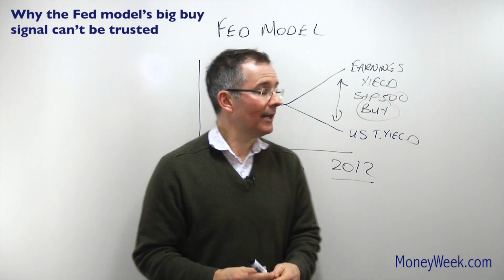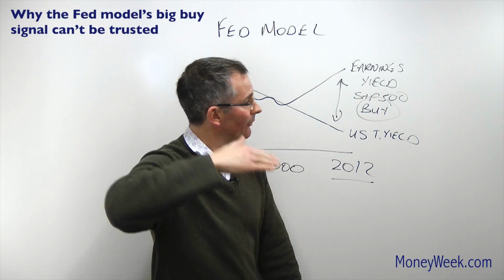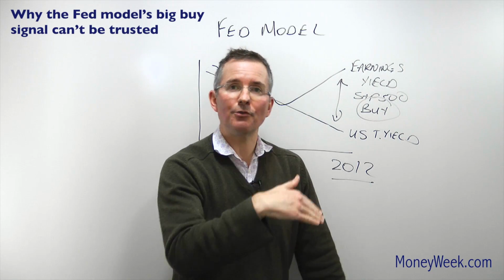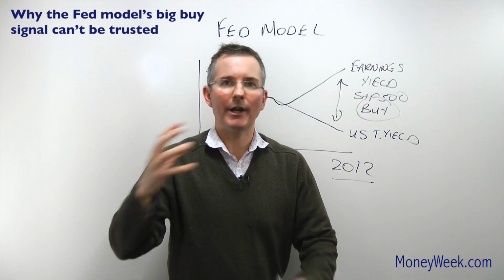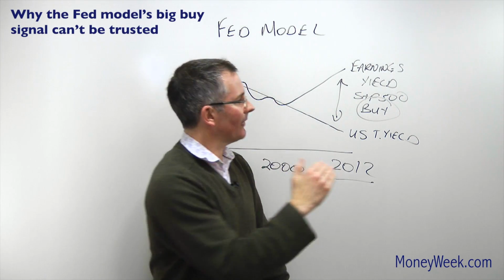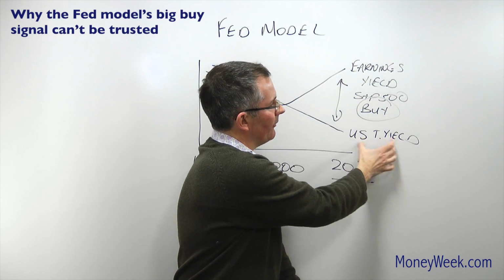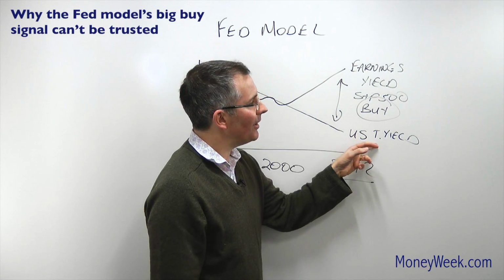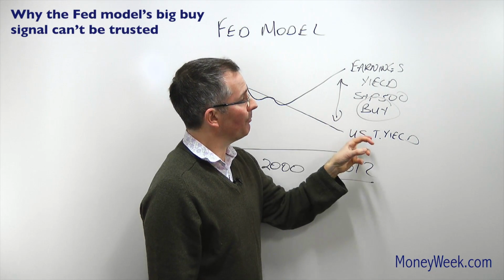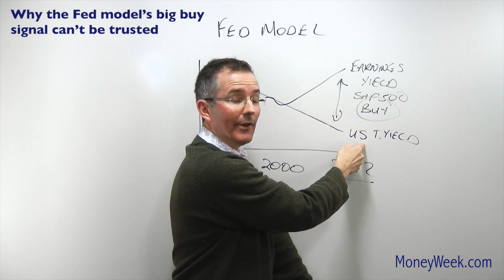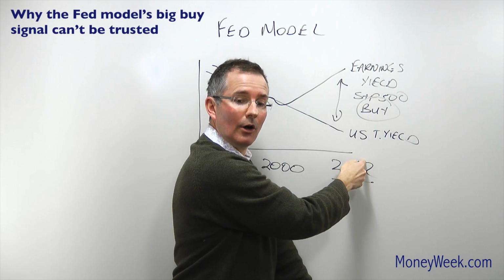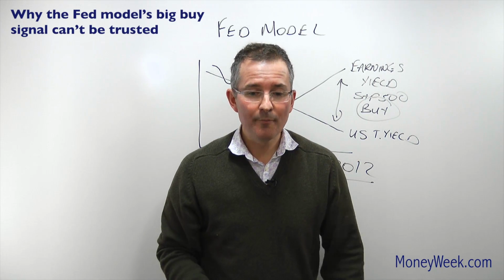Secondly, the Federal Reserve has been doing its damnedest to push down US Treasury yields using money printing and various other tools in its armory, Operation Twist and so on. It's been doing its damnedest to drive down these yields. So these are artificially low. So given the Fed model is built on the relative distance between these two lines, you know that you can't really trust this anymore in this model. All right. So there's number two.